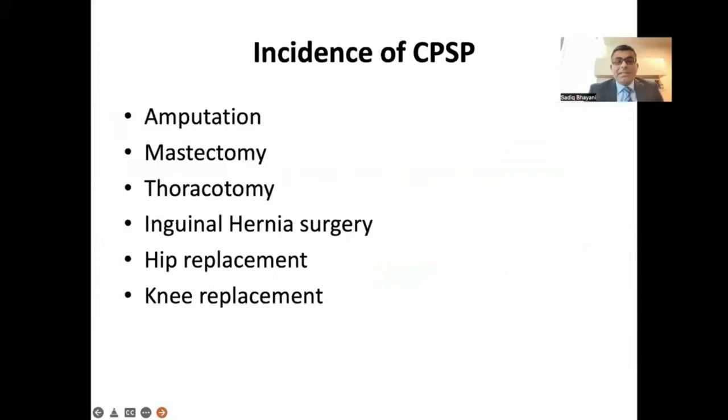So just to summarize the incidence of chronic post-surgical pain, the incidence of amputation, post-mastectomy pain syndrome, post-thoracotomy pain syndrome, and inguinal hernia surgery are very high. And in terms of knee replacements and hip replacement, the knee replacement has a higher incidence as compared to the hip replacement.